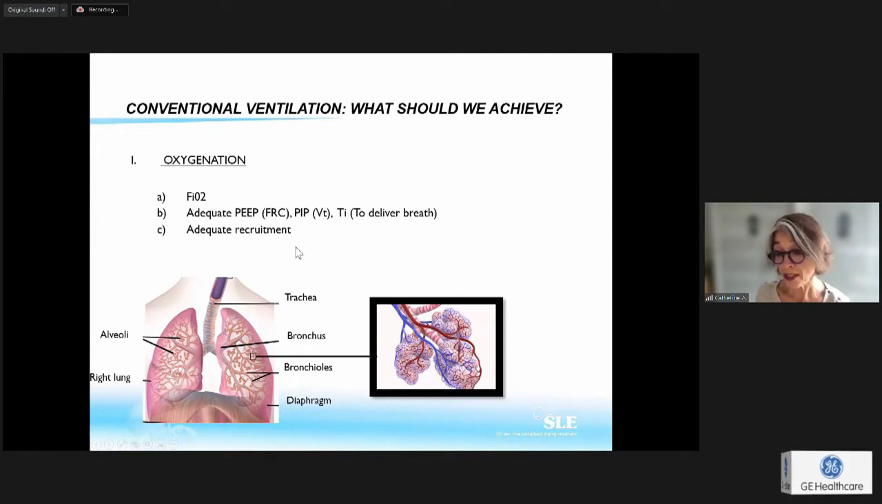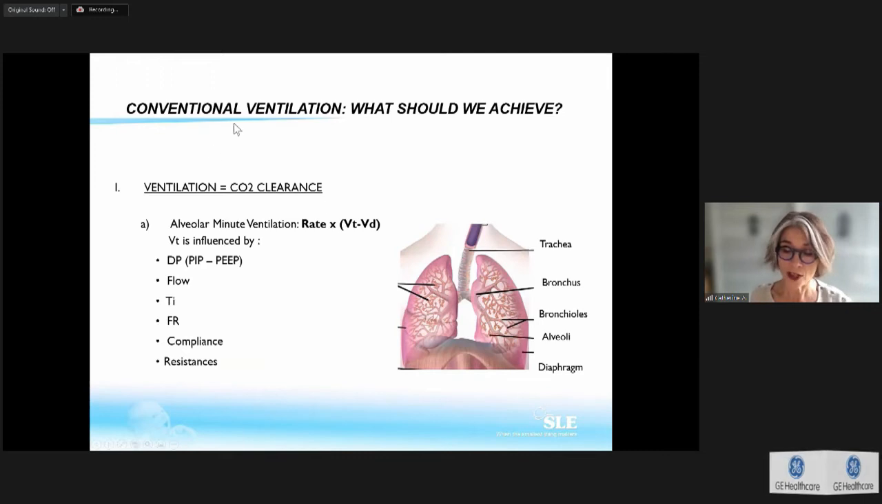Then, of course, you need an appropriate tidal volume, and that will be delivered through the PIP, and also a proper time to deliver it. In some diseases, you might need to recruit your lung, because if you have a lot of lung collapse, as in one of the pictures that I showed you, even if you increase your FiO2 and your PEEP, you might not have enough alveoli available for the gas exchanges, and then you can't get proper gas exchanges. So it's what we will do for oxygenation.